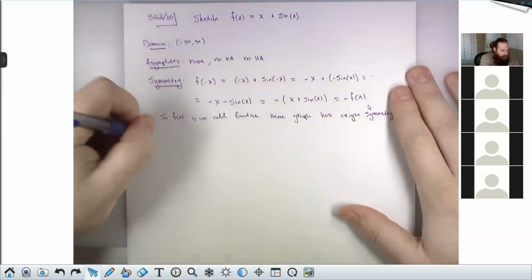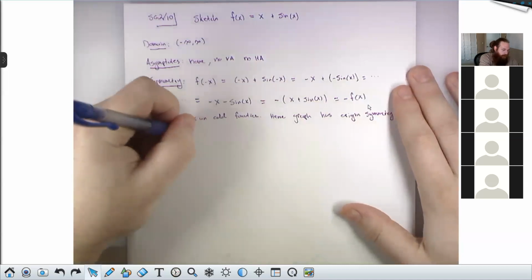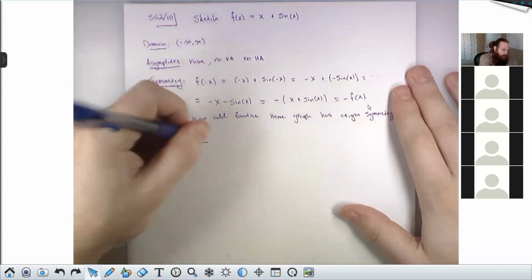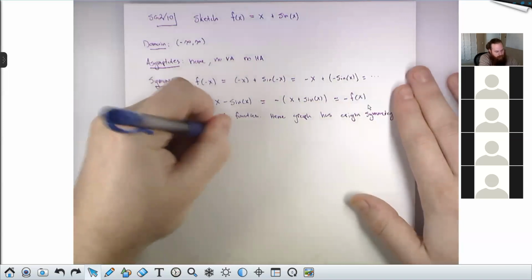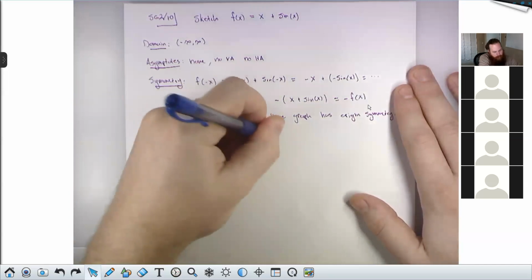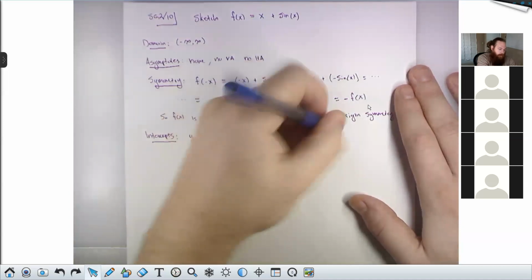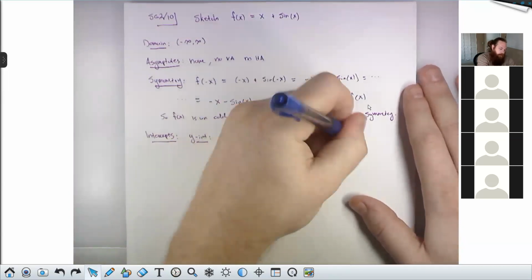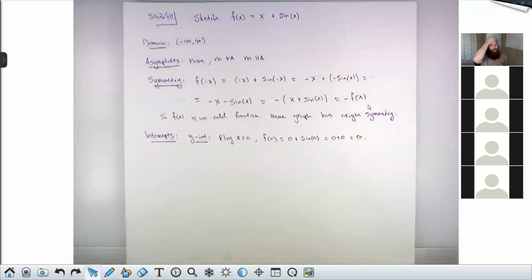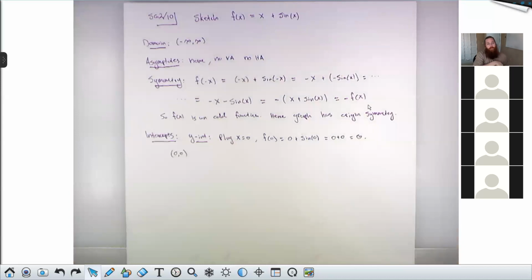Intercepts. Find my y-intercept first. This always comes from plugging in x equals 0. So here, f of 0 is 0 plus the sine of 0, which is 0 plus 0, which is 0. So the point (0, 0) is on the graph. X-intercepts here are actually very hard to find. If you try to solve for x-intercepts, you're going to have a bad time.